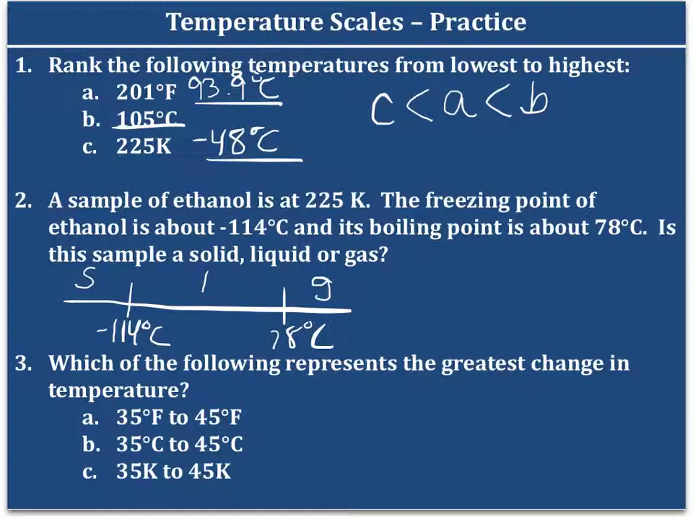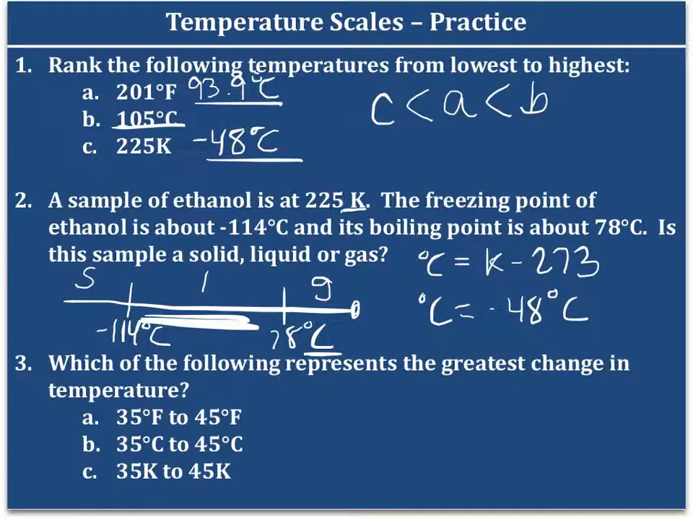So we want to figure out where does this 225 kelvins fall at. And it's not over here because it's 225, because we have different units. We have Celsius and Kelvin. So we have to convert 225 Kelvin into Celsius. So degrees Celsius equals Kelvin minus 273. So we get degrees Celsius equal to negative 48. So that means it's somewhere in here. It's somewhere between the negative 114 and 78. So that means our sample would be liquid.